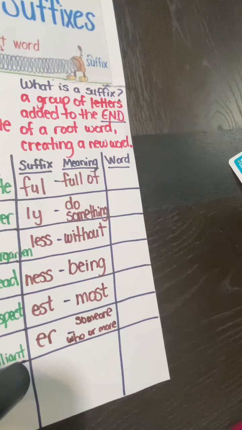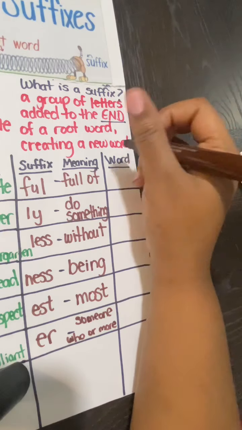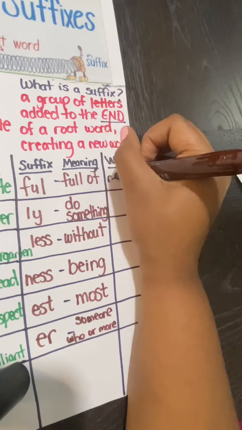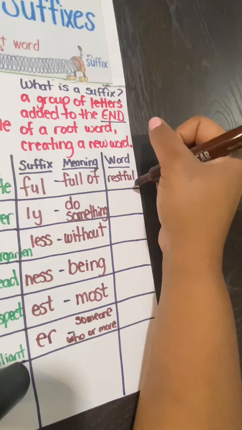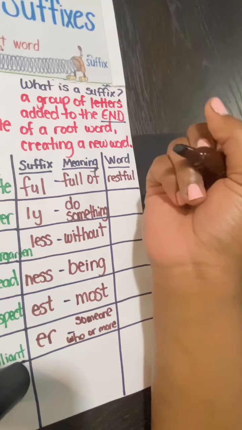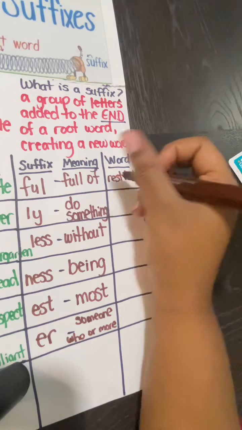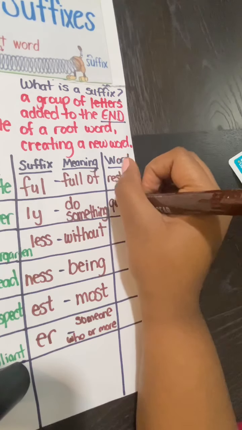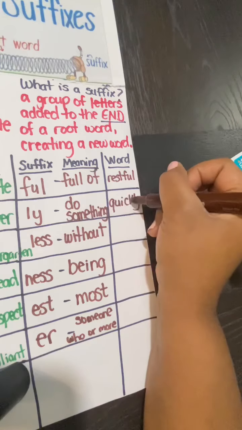Great job, kiddos. Now let's do some practice words to practice using suffixes. Ful. We have restful. What does restful mean? That means full of rest. I've gotten a lot of rest. Now I'm full of rest. Ly, I'm going to do quickly. That means that I did something quick.